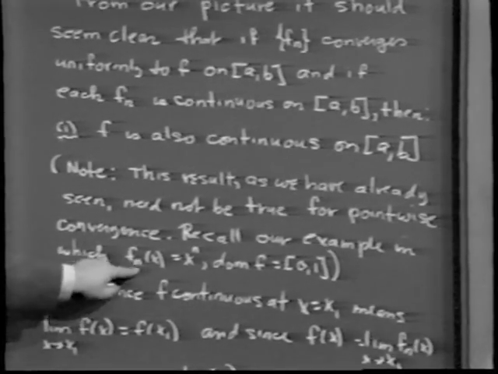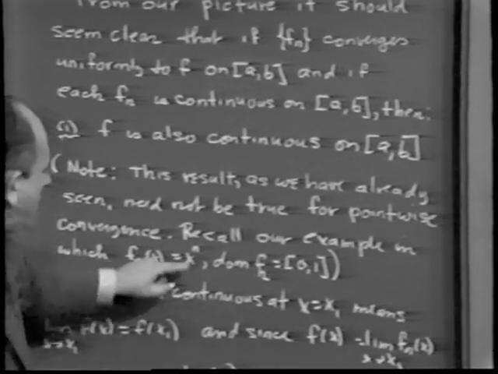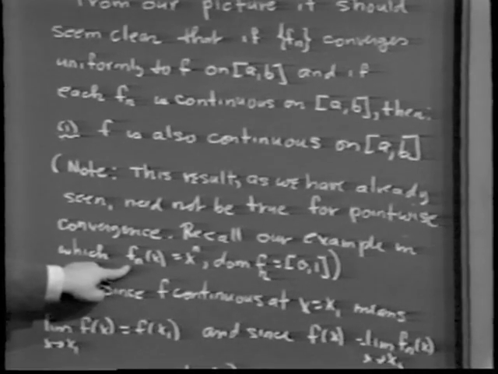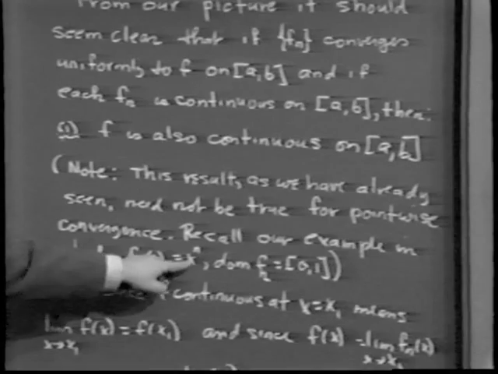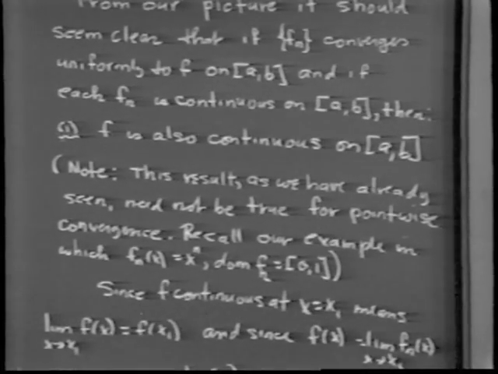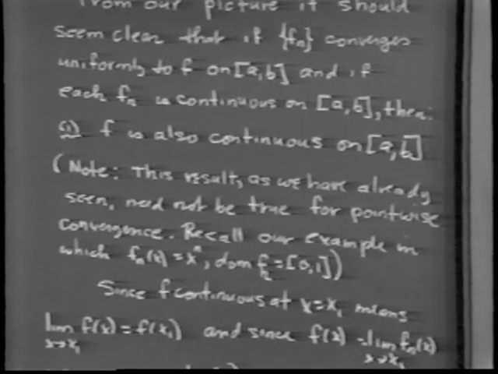Each of these f sub n's is continuous. But the limit function, you may recall, is 0 if x is less than 1, and 1 if x equals 1. In other words, the limit function was discontinuous at x equals 1.